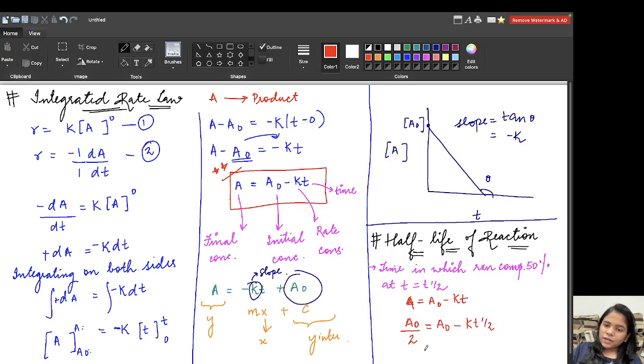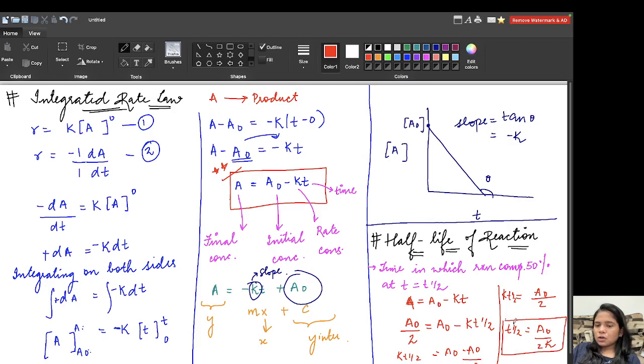If I want to solve it, just reverse this: KT half equals A naught minus A naught by 2. Taking the denominator 2, 2 A naught minus A naught will become A naught, which equals KT half. So T half here will be equal to A naught by 2K. This is the half-life of the reaction. T half equals A naught by 2K.